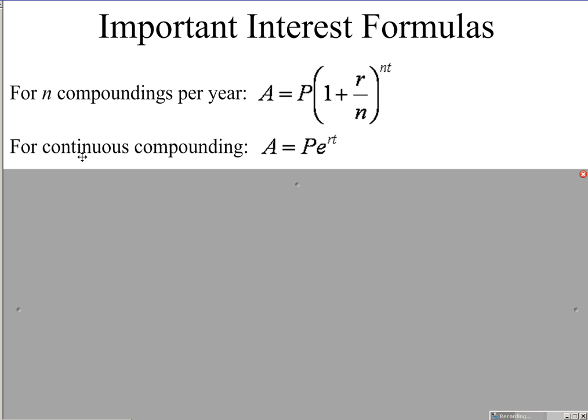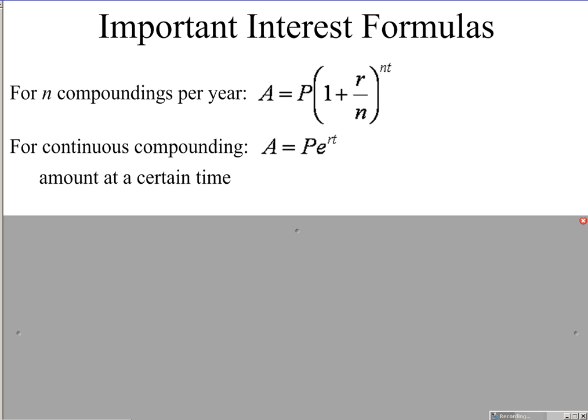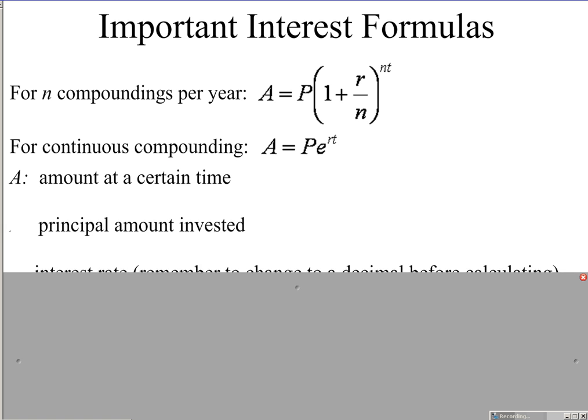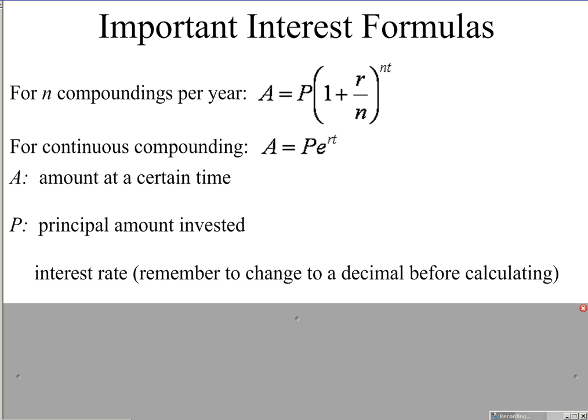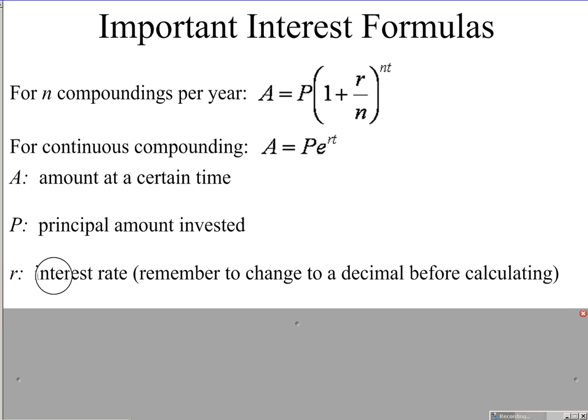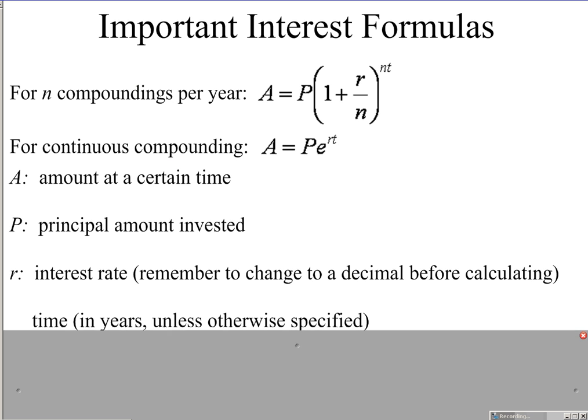Now the variables p, r, and t in both these formulas mean exactly the same thing. So you don't need to memorize two different sets of variables here. The amount at a certain time is A in our formulas. P is the principal amount invested. That means the initial amount put into the account. R is the interest rate. Don't forget that interest rates you need to change to a decimal from the percent before you calculate with them.